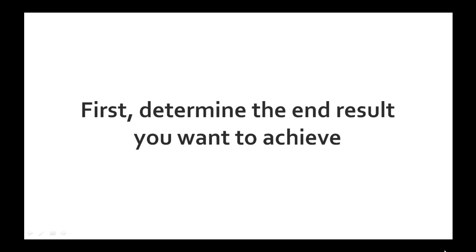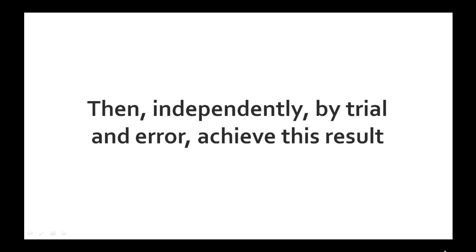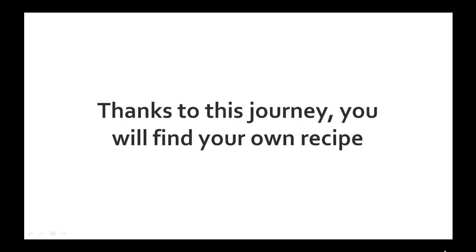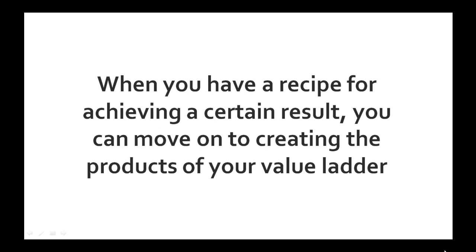The second way is to find the recipe yourself. First, determine the end result you want to achieve, then, independently by trial and error, achieve this result. Thanks to this journey, you will find your own recipe. When you have a recipe for achieving a certain result, you can move on to creating the products of your value ladder. Now I will tell you how to use your recipe to create quality products for your value ladder.